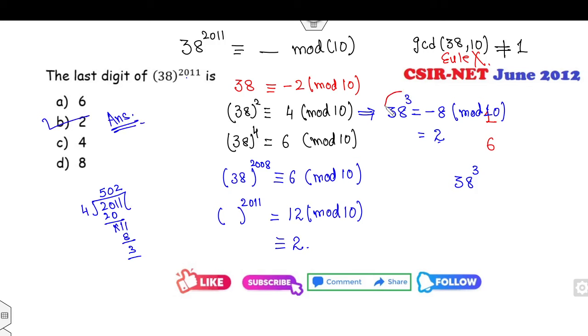Fine. This is 30. This number will be this quantity. This number is here. If I multiply both values, the left hand side will be 11. 6 into 2 is 12. So 2 is the correct answer of this problem.